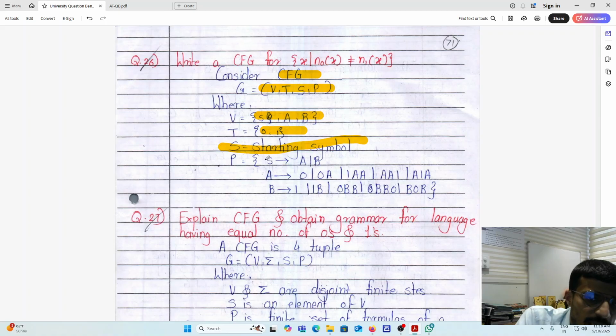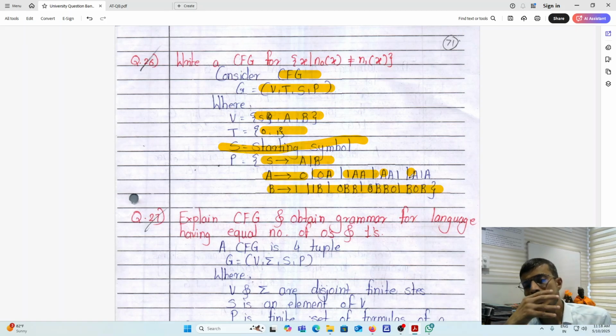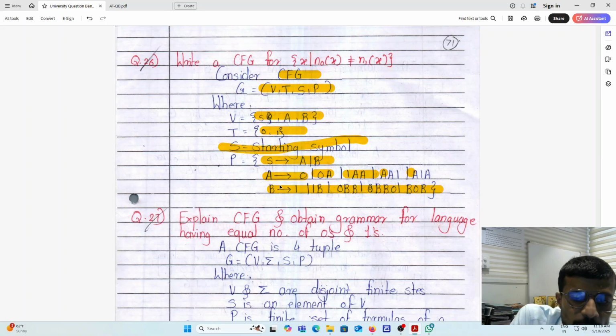The first production is what? S tends to A or B. A tends to 0, 0A, 1AA, AA1, A1A, and B tends to 1, 1B, 0BB, BB0 and B0B. So very simple, what we have to show here is n0 of x is not equal to n1 of x. If you see, the production which starts from A is totally different from the production started with B. So that is the CFG for n0 of x not equal to n1 of x.